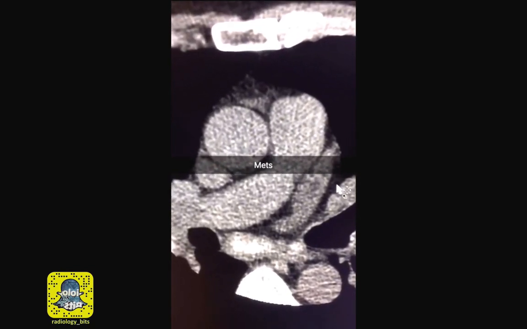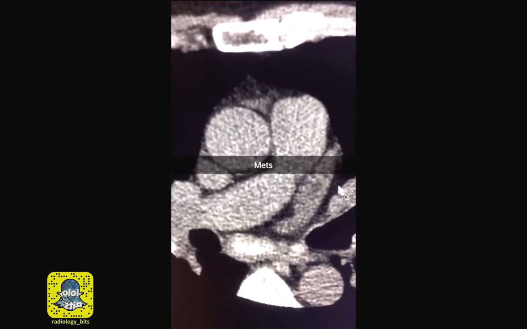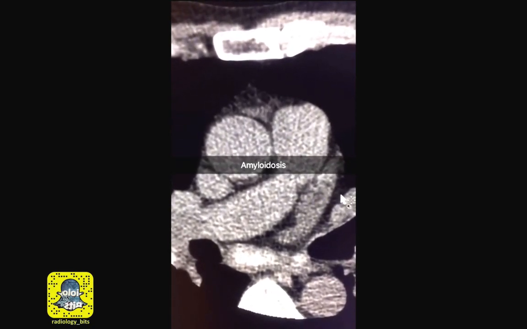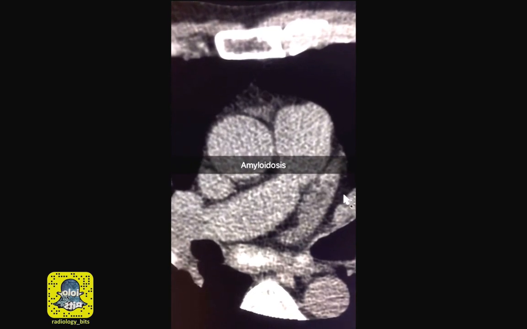Another less common category that gives calcific lymph nodes is that of metastasis. Another rare cause for calcifications within lymph nodes is infiltration by amyloid.